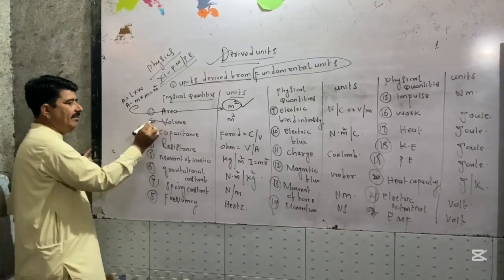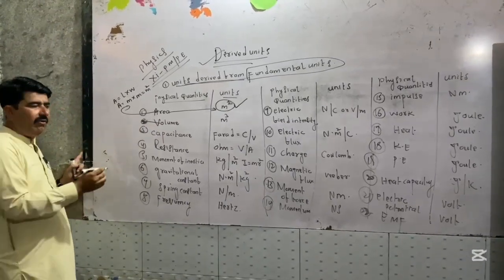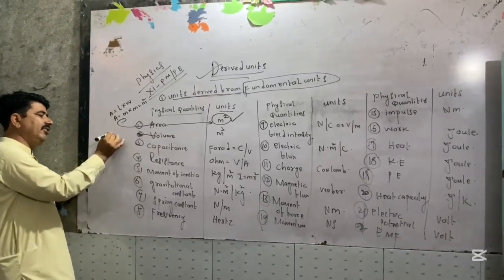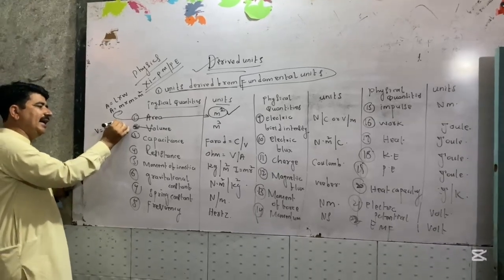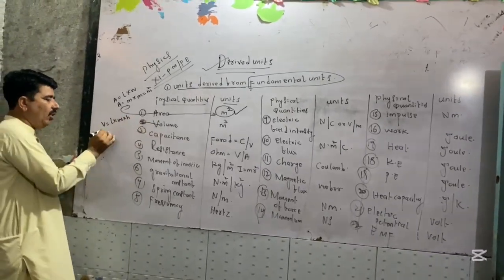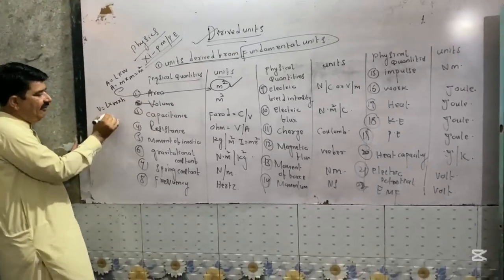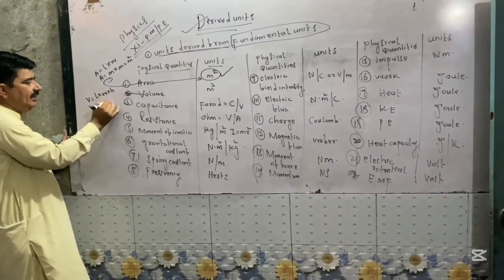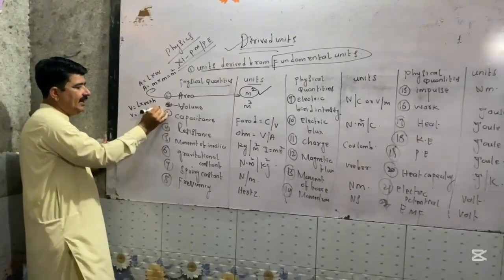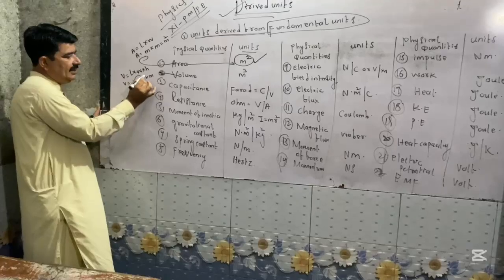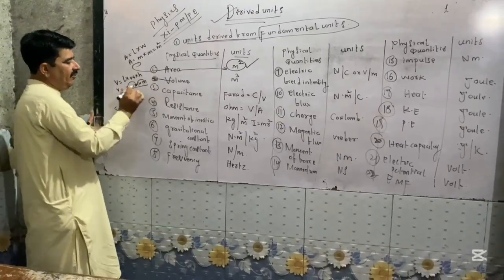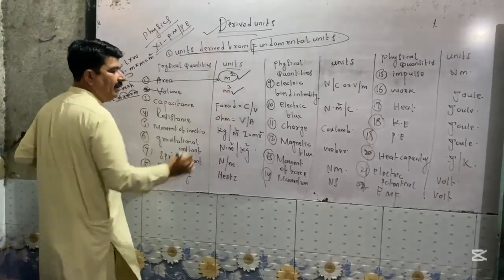Second one is volume. How do you find the volume of anything? When you multiply length, width and height of anything, you get the volume. We know the unit of length is meter, the unit of width is meter, and the unit of height is meter. Now you see that there are 3 meters. When we multiply them, we get meter cube.